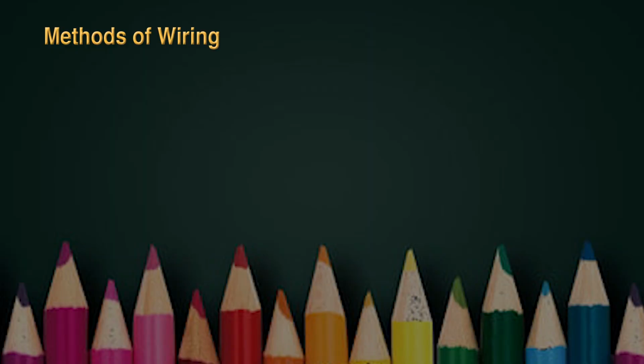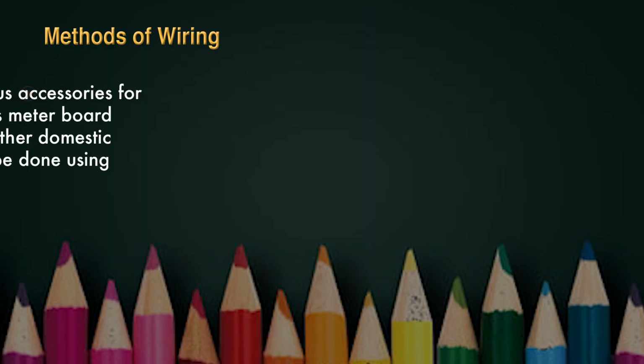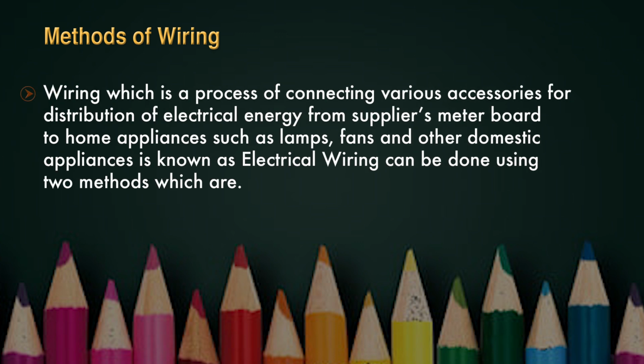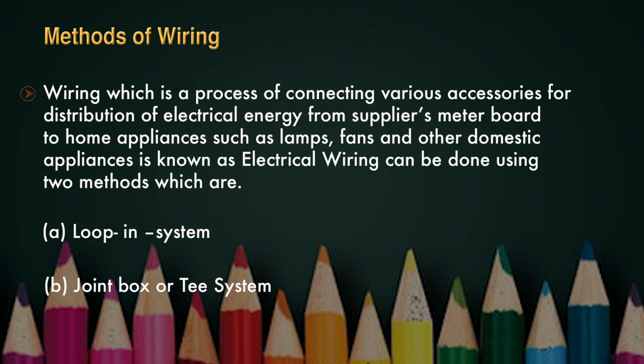Now we are going to discuss the methods of wiring. Wiring, which is a process of connecting various accessories for distribution of electrical energy from the supplier's meter board to home appliances such as lamps, fans and other domestic appliances, is known as electrical wiring, which can be done using two methods: the loop-in system and the joint box or T system.